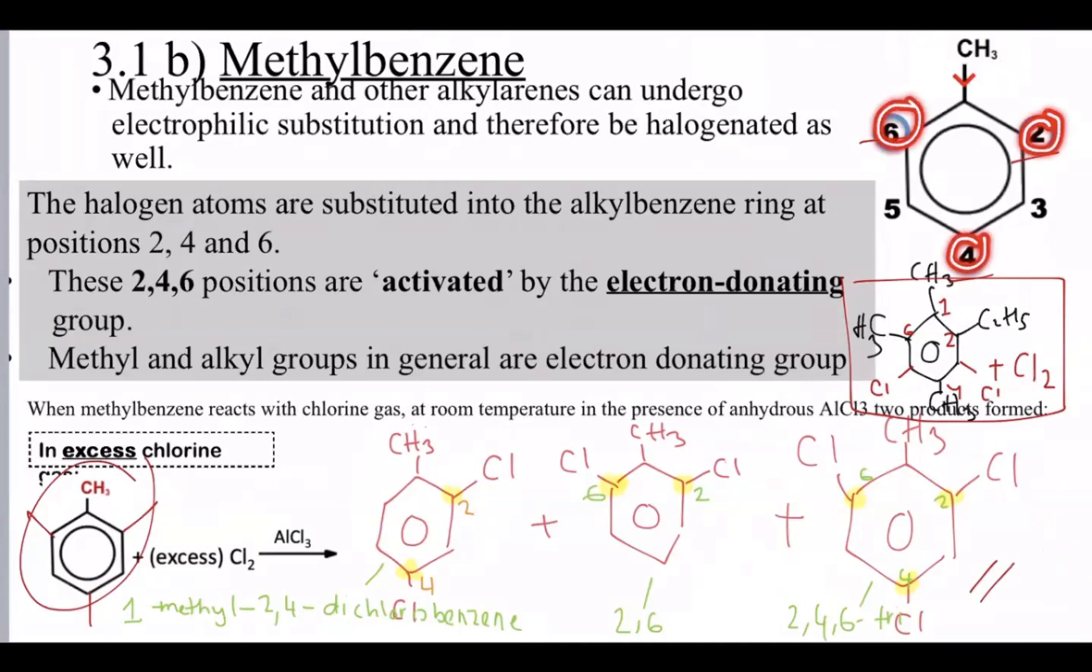That means any incoming electrophiles, whether it's chlorine, whether it's bromine, later on you will meet a few more electrophiles, will sit on position 2 or 4 or 6 or all together, or 2 of them, 2 out of 3 or 3 out of 3. So basically the basic idea is 2, 4, and 6 is activated, the position.